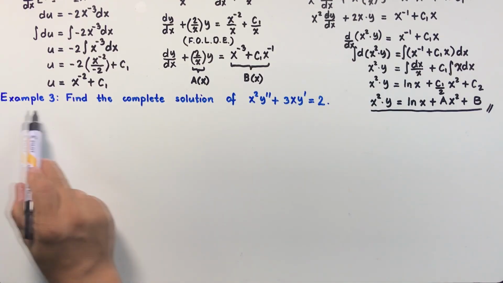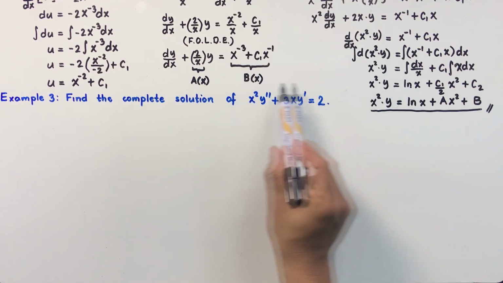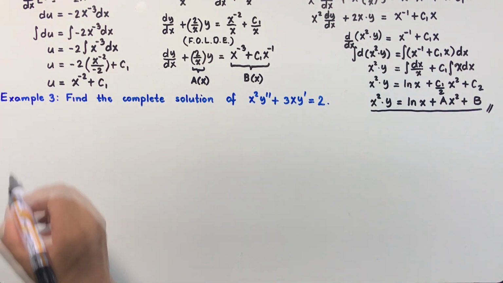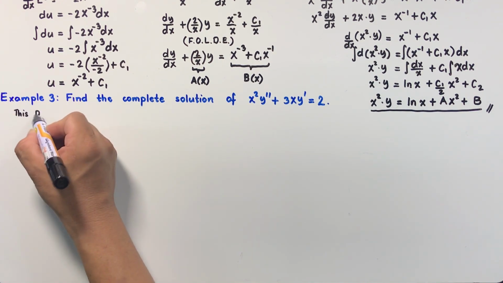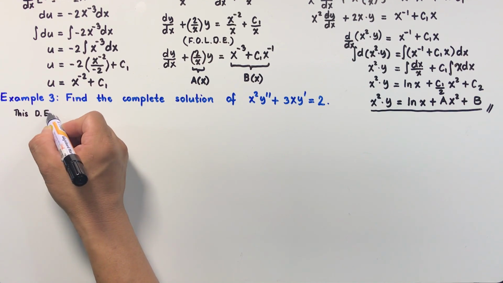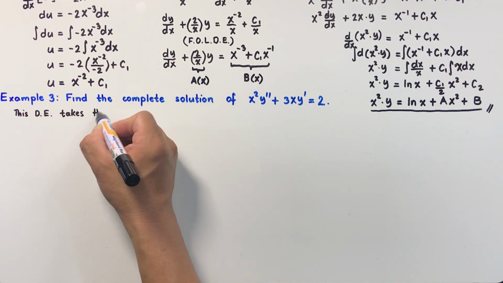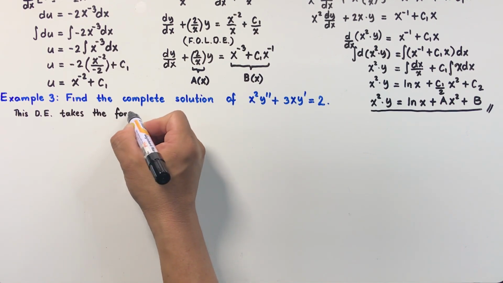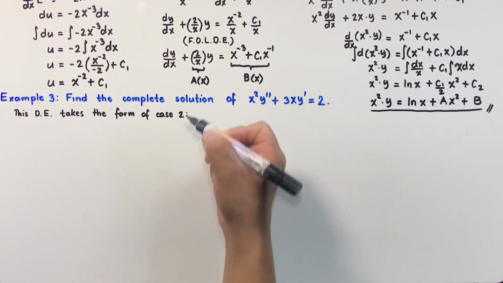Now let's proceed to our example number 3. Find the complete solution for this differential equation. Now, looking at this differential equation, we observe that the y term is missing in the equation. So the equation takes the form of case number 2.